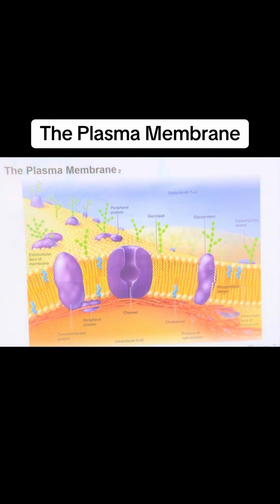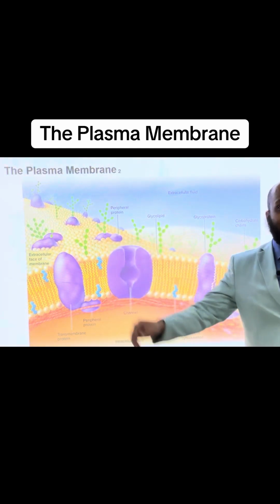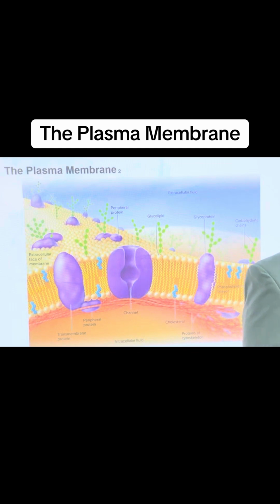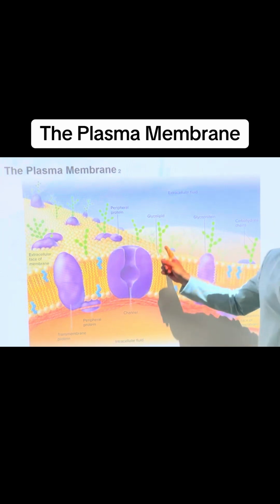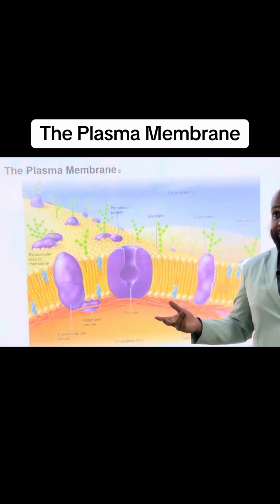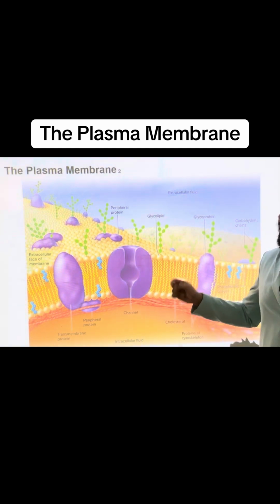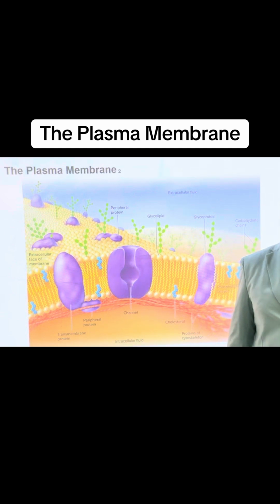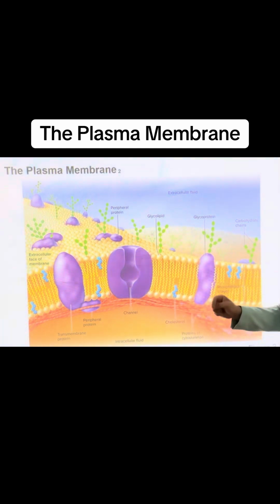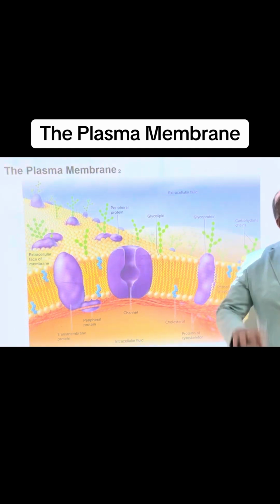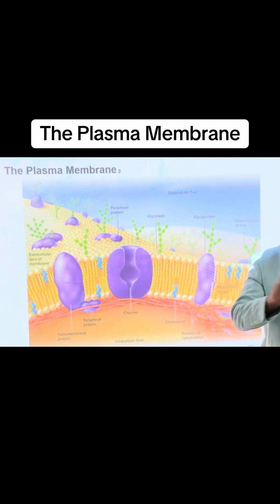Another thing you must remember, these green structures, what are they? Those green structures are sugars, glucoses. When you see green glucose with the lipid, what do we call that? Glycolipid. When you see the green glucose with a protein, what do we call that? Glycoprotein, because they're mixed together.